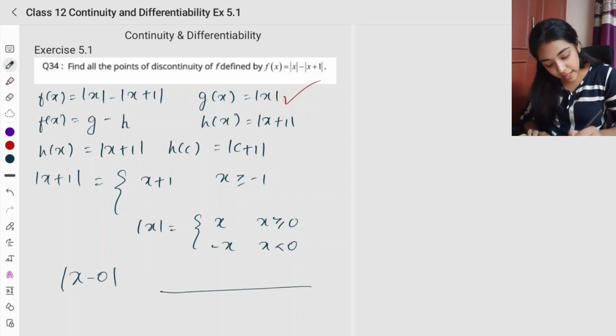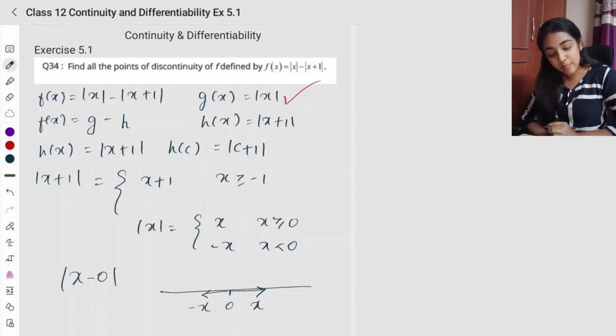Whenever you have a number line, you have the point 0. To the right of 0, you're going to have positive x. To the left of 0, you're going to have negative x. But when it comes to x plus 1, if x plus 1 is equal to 0, what is your value of x? It is going to be minus 1.